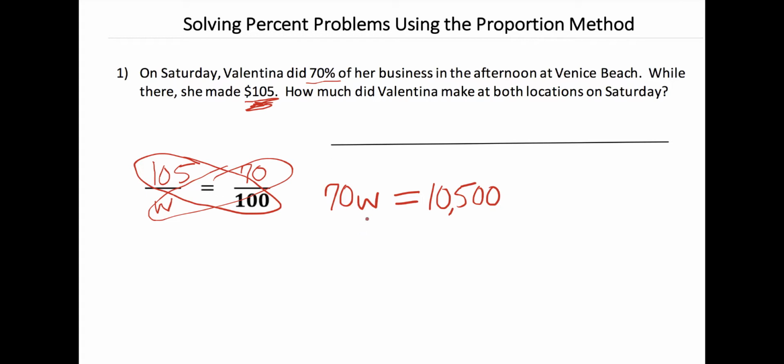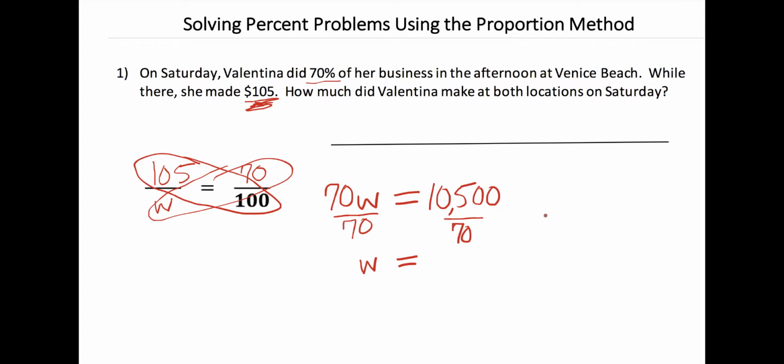Now, I've got to divide to get the W on its own, right? I have to isolate the W, isolate the variable. So I'm going to divide by 70, which gives me 1W, or just W. But I have to do the same thing to this side. I've got to divide 10,500 by 70 as well to find out what my number is here.